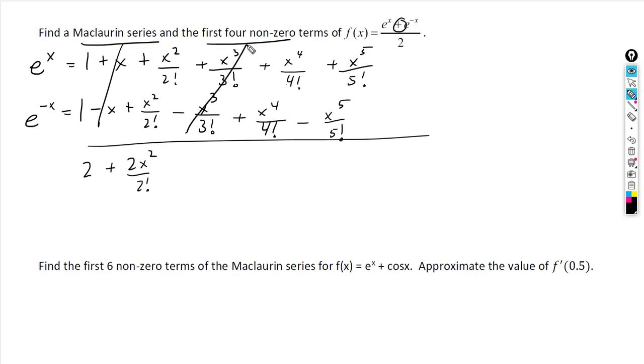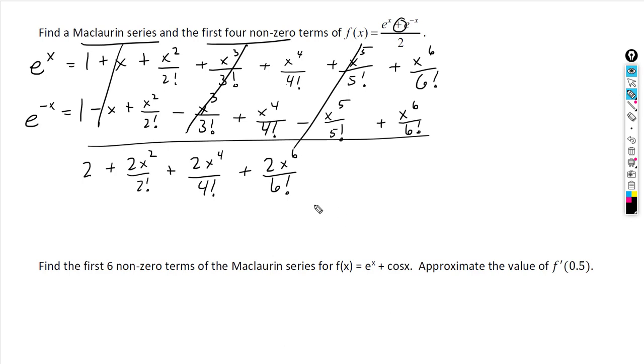Let's see what else. Oh, those are going to cancel. Plus 2x to the 4 over 4 factorial. The 5s are going to cancel, and actually, I probably should have gone one more, right? Because x to the 6th over 6 factorial minus, oh, and that's a plus 2x to the 6th over 6 factorial. So you can manipulate what you need, right? So I canceled 3 terms out of the 6, and I need 4, so that's why I added that x to the 6th in.